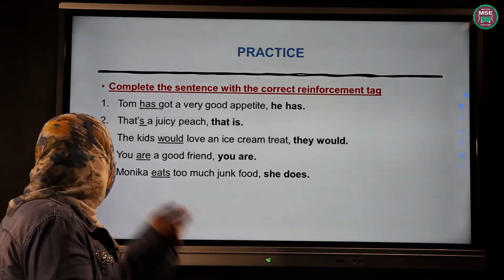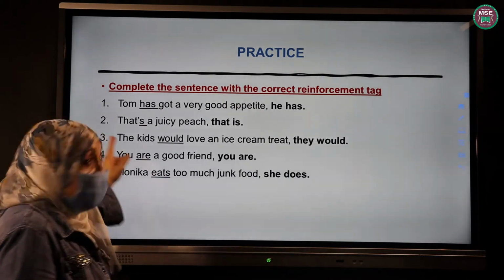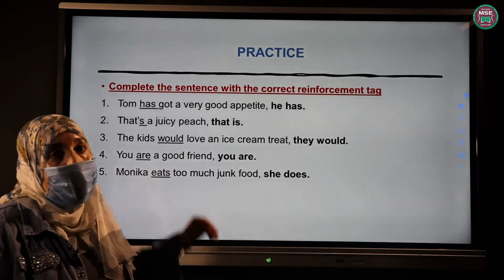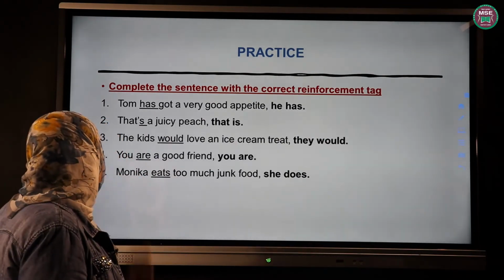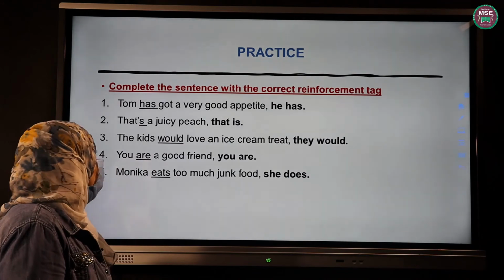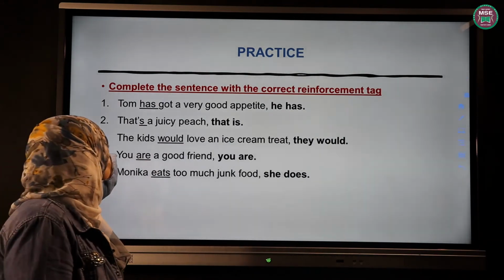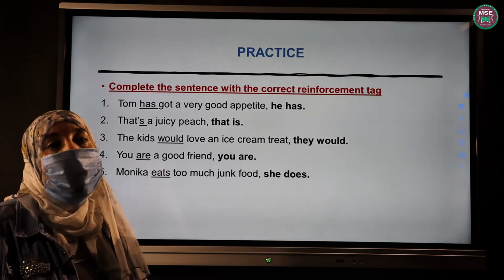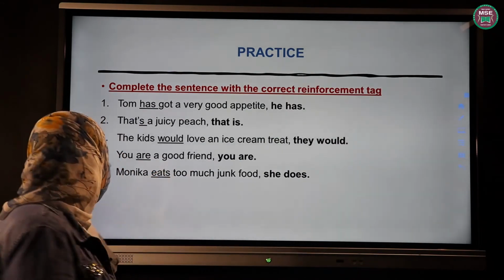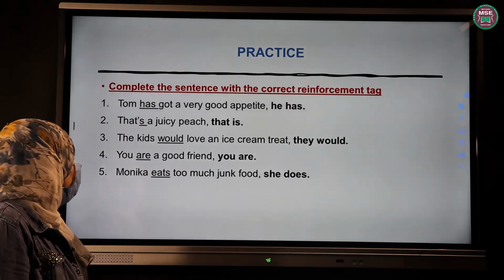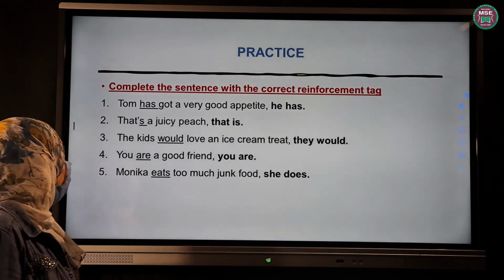Look at number 2. That's a juicy peach. That is a juicy peach. Again, I am reinforcing the statement. That is. 3, the kids would love an ice cream treat. The kids would love an ice cream treat. I reinforce what I'm saying, that the kids love the treat of the ice cream. So it will be, they would. You are a good friend. I reinforce that you are a good friend. So it will be, you are.